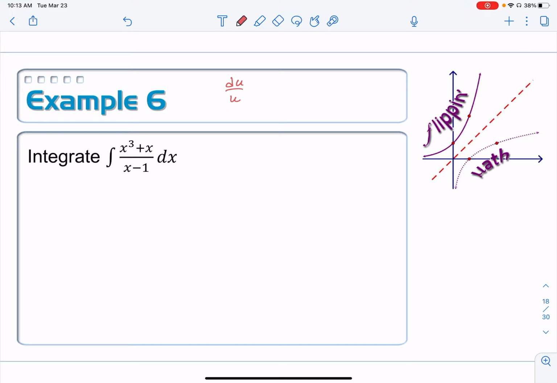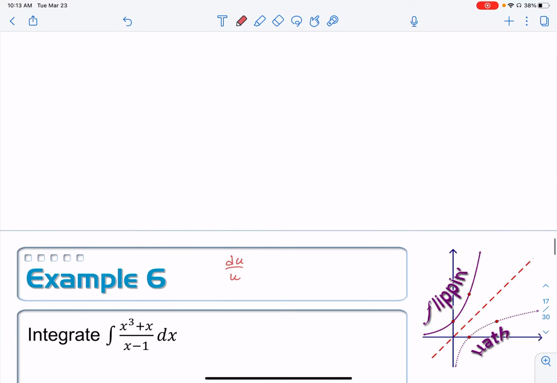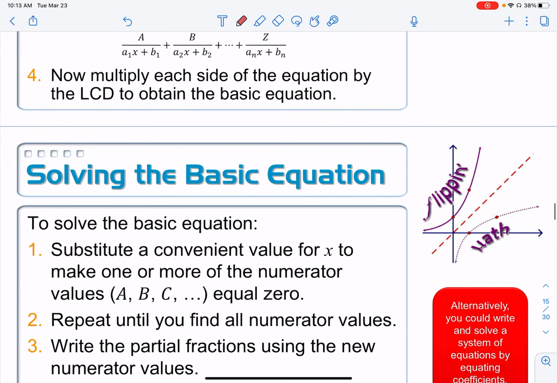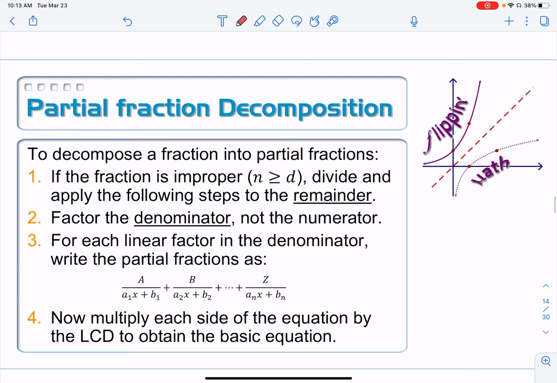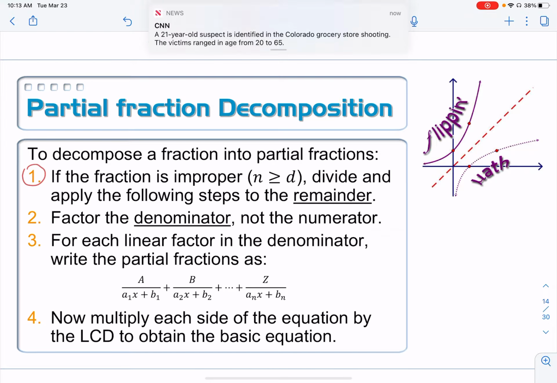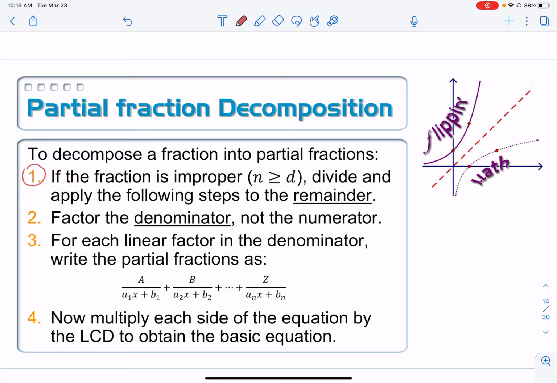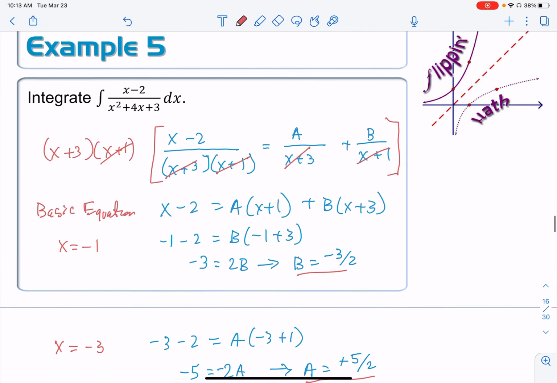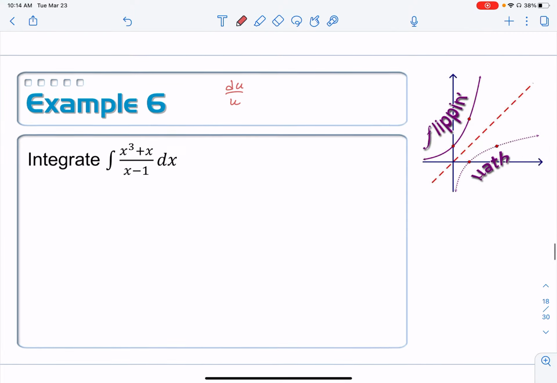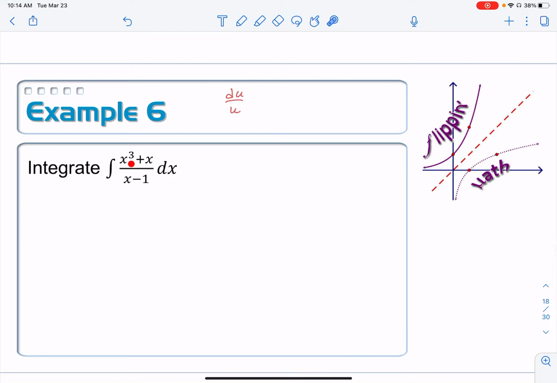Okay, so let me scroll back and take a look at the steps. The very first step that we want to do that we have not had an opportunity to see is, if your fraction's improper, the very first thing that you need to do is divide, and the only thing you do partial fraction decomposition on is the remainder, stuff that's left over. So take a look at the rational function here. That line means divide anyway, right?